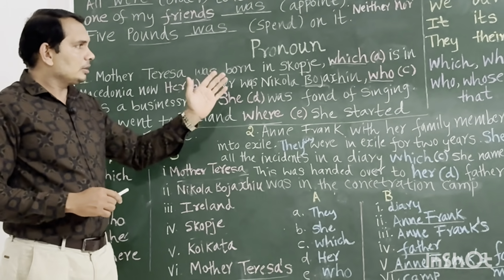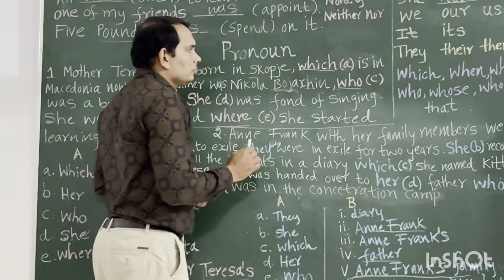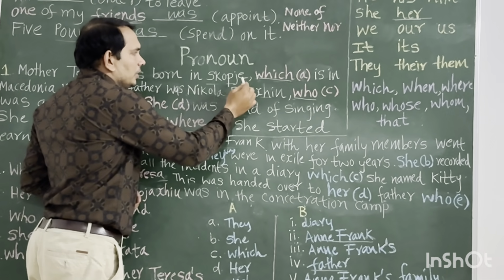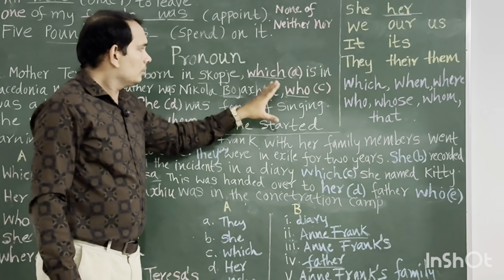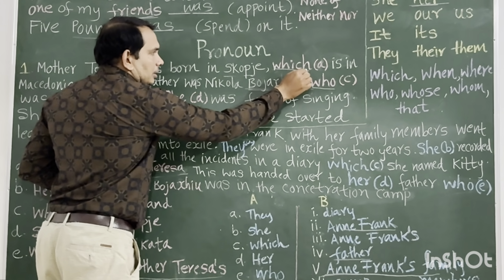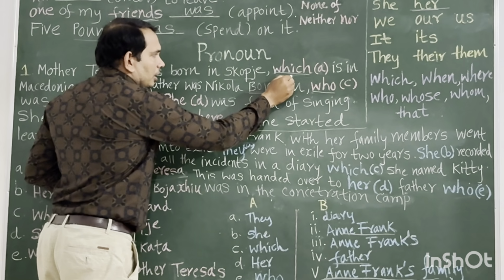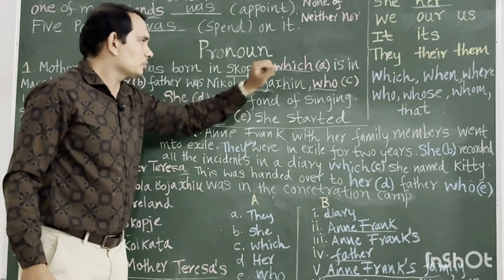When you answer this, it's very easy. All you have to do is write the word that precedes the pronoun, only when relative pronouns are given. This is a relative pronoun. The word that comes before this pronoun is Skopje. This is the answer to this one.